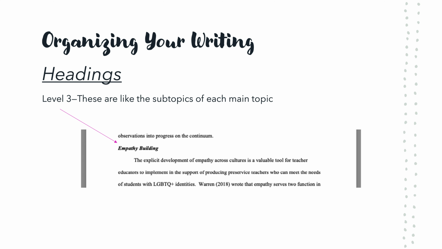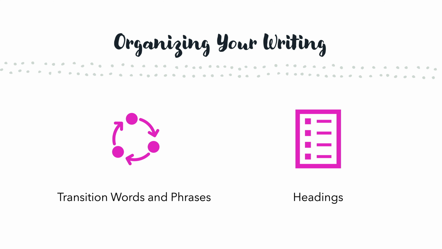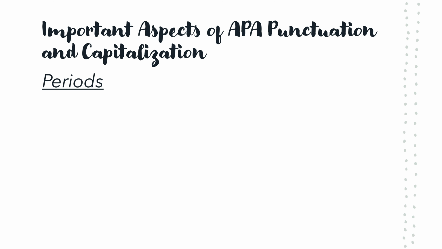And then finally, level 3 headings are like the subtopics of each main topic. They're also at the margin. They're in title case, meaning that you capitalize the beginning of each word, and they are in italics and bold. So there are two ways that really help your writing improve: using transition words and phrases, and headings.